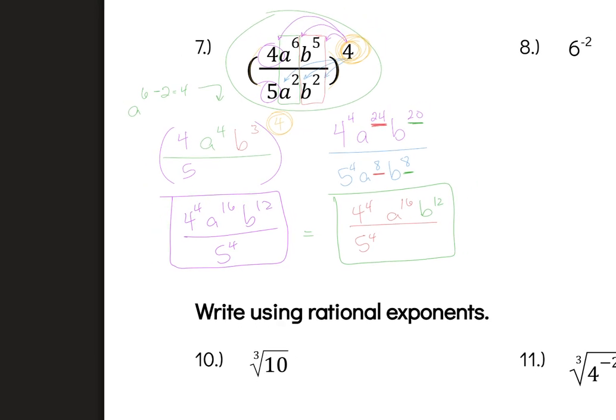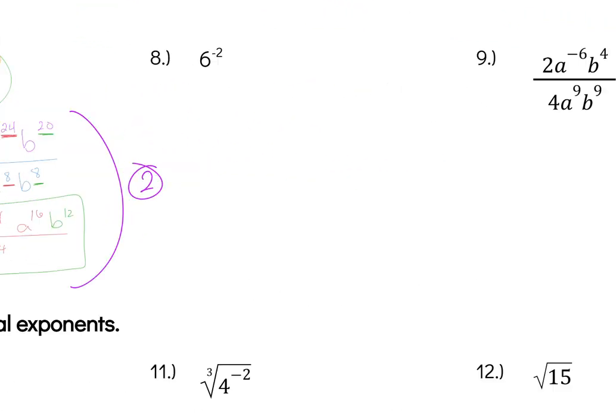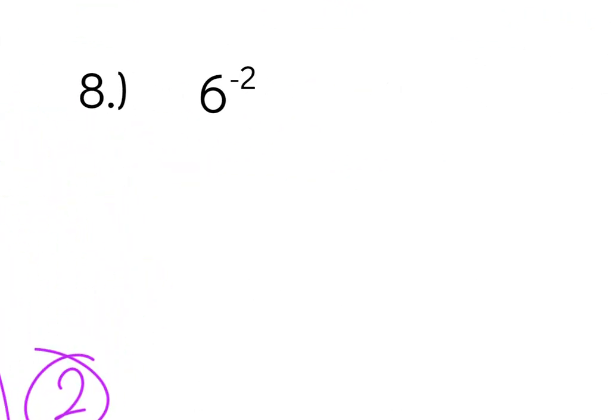No, I was just showing you this was one method for solving it, reducing it. This was a second method, and here we are at the end. Which one did you like better? Do that one. It's totally up to you. Number 8, 6 to the negative 2 power.